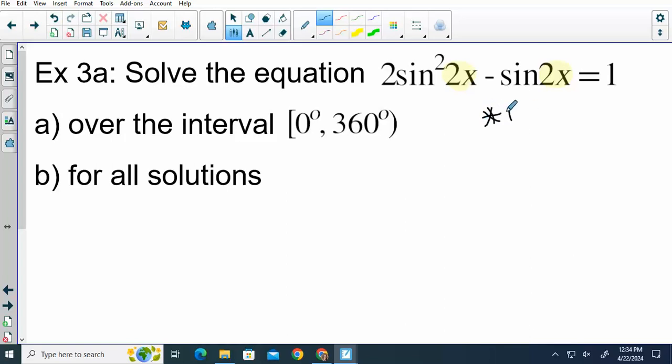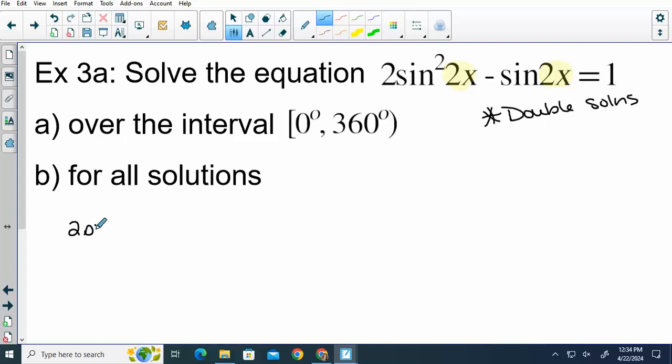2 solutions. Double the solutions. That means between 0 and 360, that 2x would cause our graph to have 2 complete cycles. So we have to get the answers for both of those. I am in degrees because I said over 0 to 360.